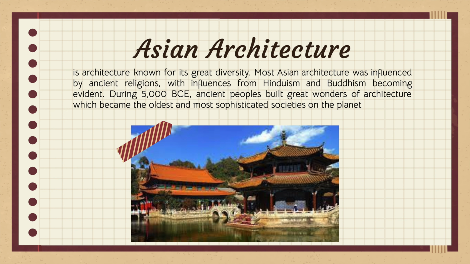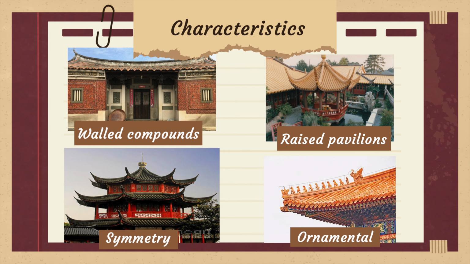And now, let us talk about the architectural designs of Asia. The Asian continent encompasses many countries and a variety of ethnic groups with different cultures and histories, therefore having a lot of unique and diverse architectural designs. Most Asian architecture was influenced by ancient religions, with influences from Hinduism and Buddhism becoming evident. And now, let us talk about the different characteristics and features of Asian architecture.